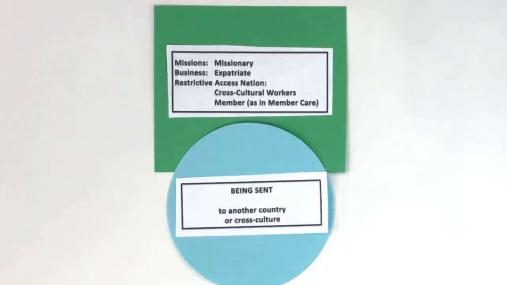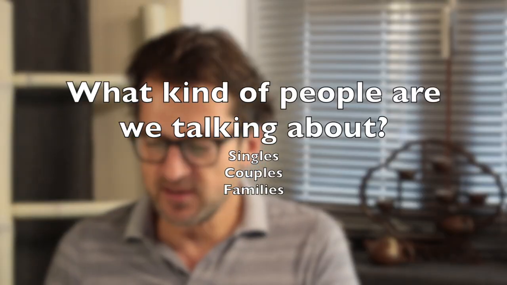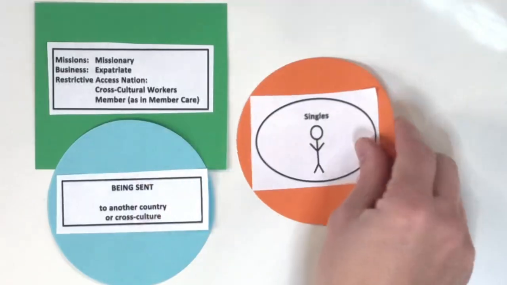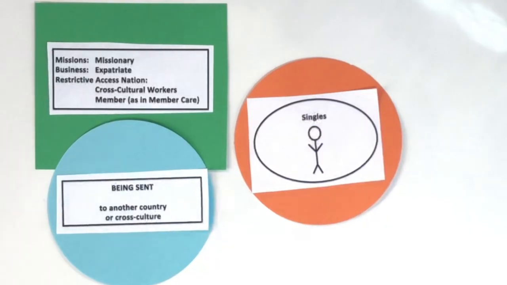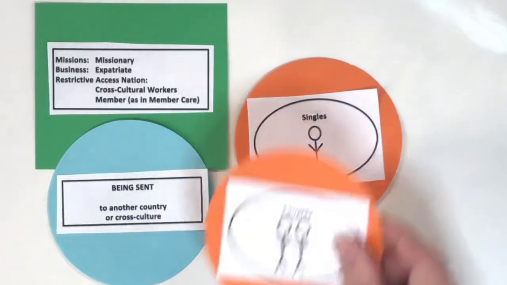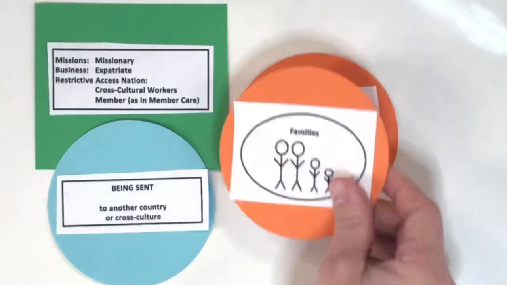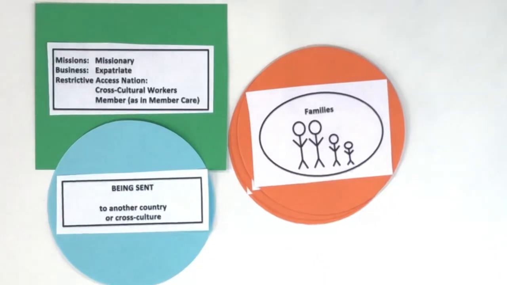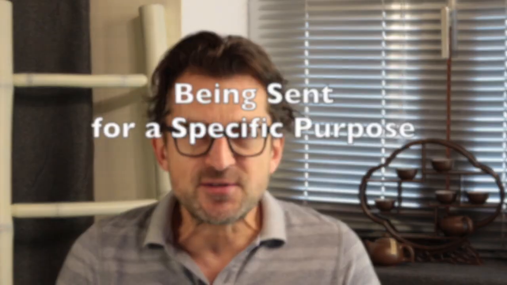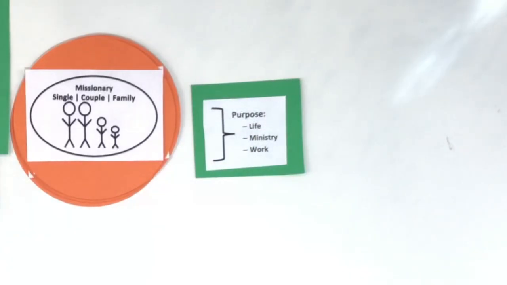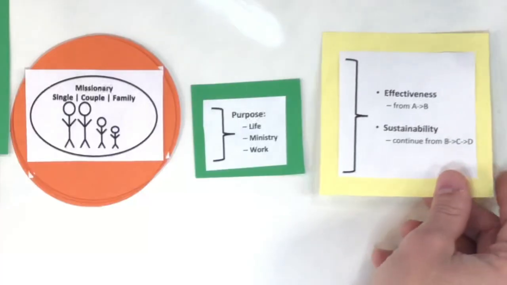What these people have in common is that they are being sent by an organization, sent by a church or a mission agency or an NGO. They are being sent to another country or cross-culture. What kind of people are we actually talking about? There are singles, single missionaries, single expatriates, and single cross-cultural workers. We have couples, missionary couples, expatriate couples, and cross-cultural worker couples. And we have families, missionary families, expatriate families, and cross-cultural worker families. They are being sent to another country or another culture for a specific purpose, to live there, to do ministry there, and to work there, in order to be effective and sustainable.